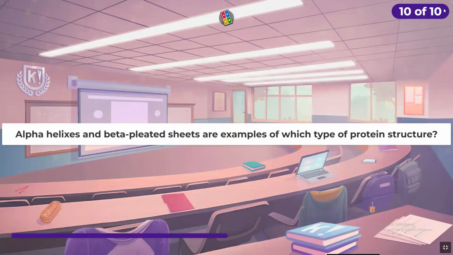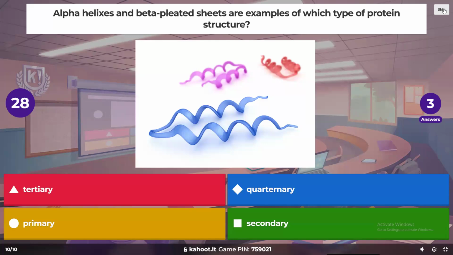Alpha helices and beta pleated sheets are examples of which type of protein structure?